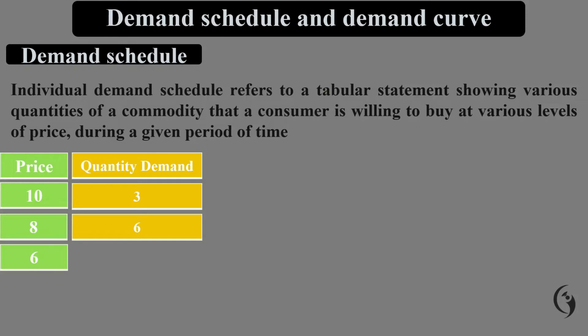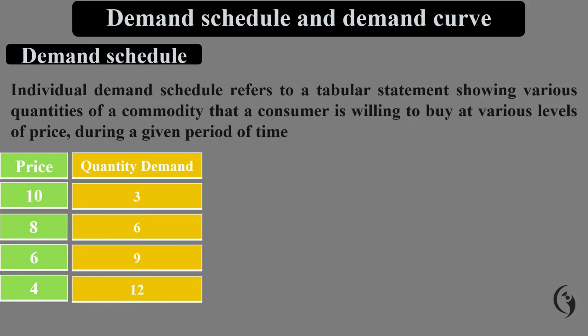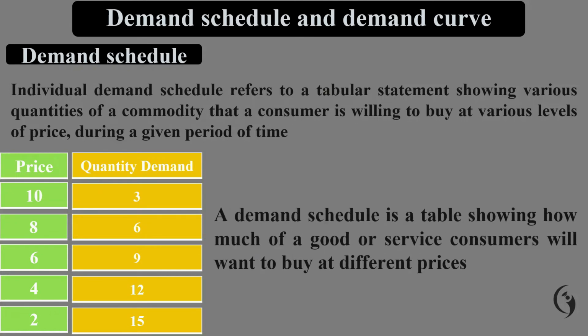Then when the price is 6, the corresponding demand is 9. If the price is now 4, the corresponding quantity demanded becomes 12. If the price becomes 2, the corresponding quantity demanded becomes 15. So we can say a demand schedule is a table showing how much of a good or service consumers will want to buy at different prices.